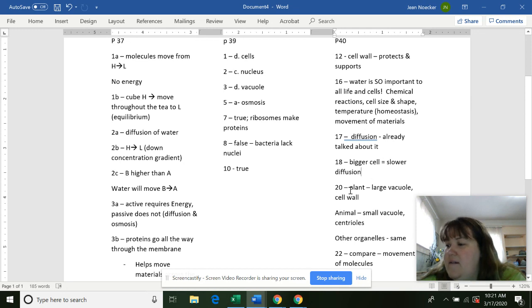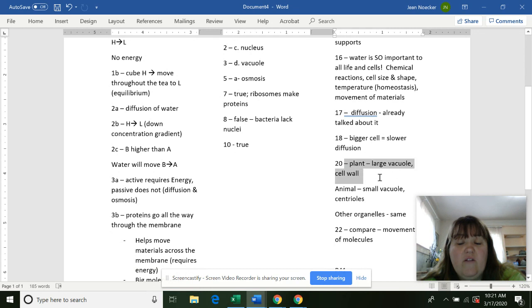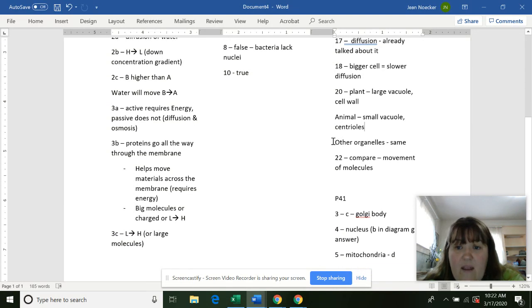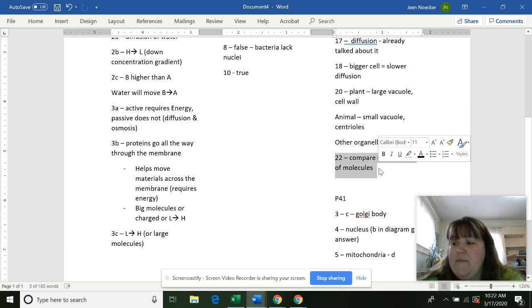All right. Are plant and animal cells similar? Plants have a large central vacuole and a cell wall. Animals have 0 to many small vacuoles, and they have centrioles. The centrioles are important in cellular reproduction. And the other organelles are the same. They do all those things you learned a lot about last trimester.